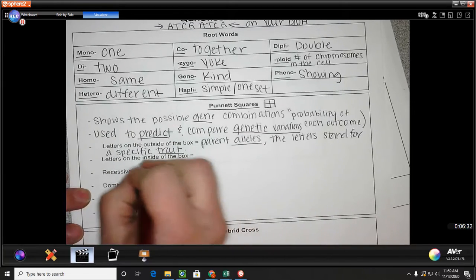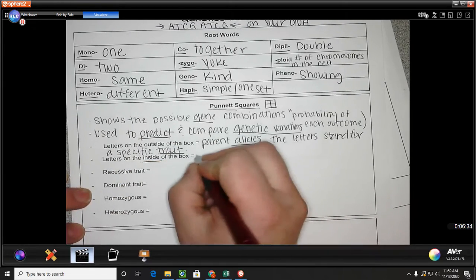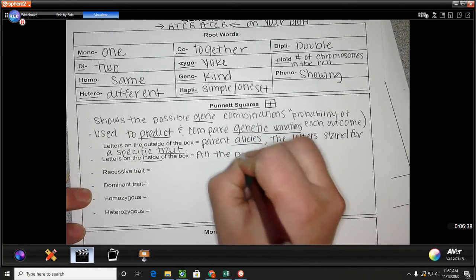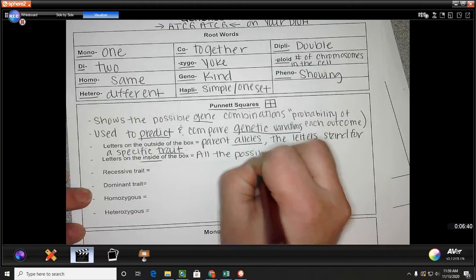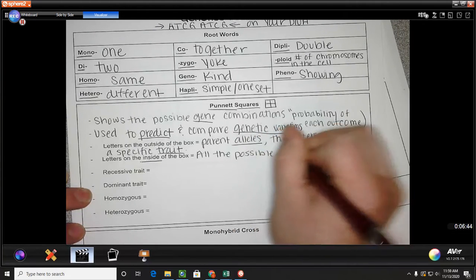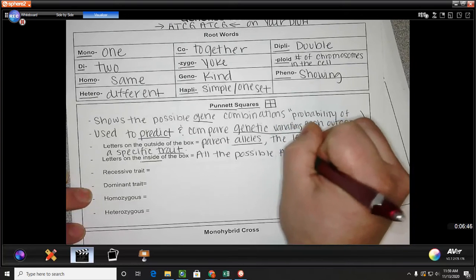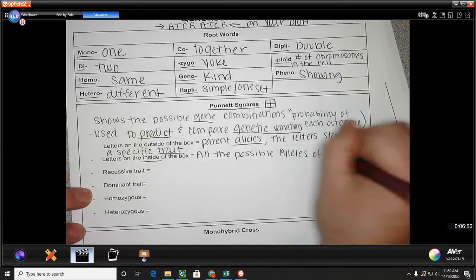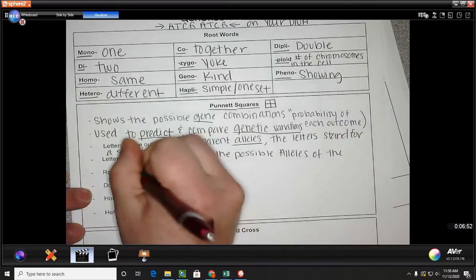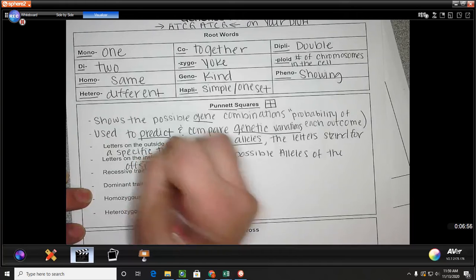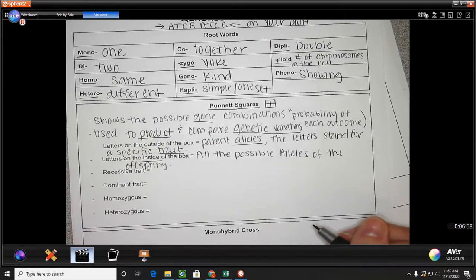And then inside of the box is all the possibilities of the alleles of the offspring, like the children. So inside are all the possibilities of the children.